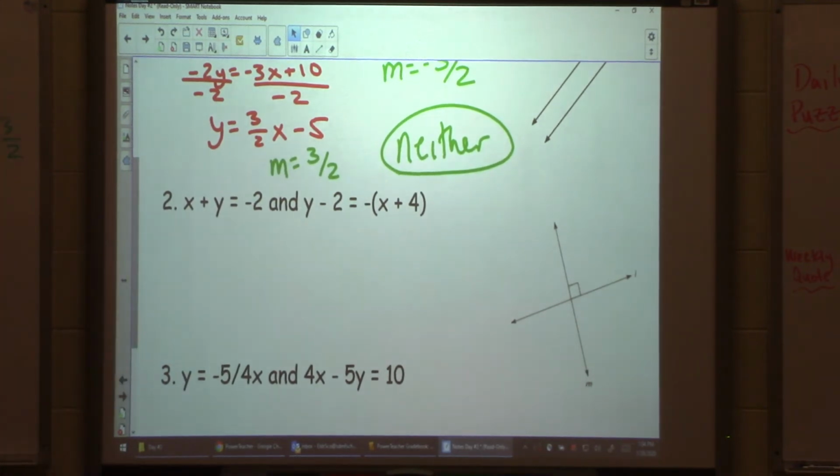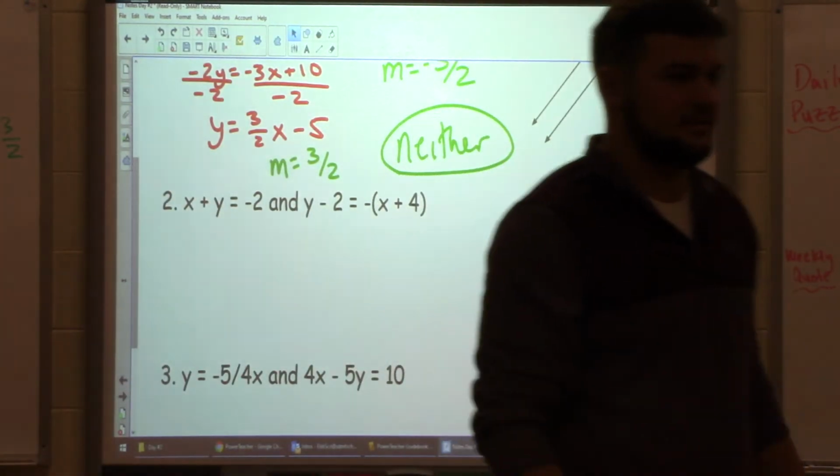If they're the same, they're parallel. If they're opposite reciprocals, they're perpendicular. If they're neither of those, they're neither.